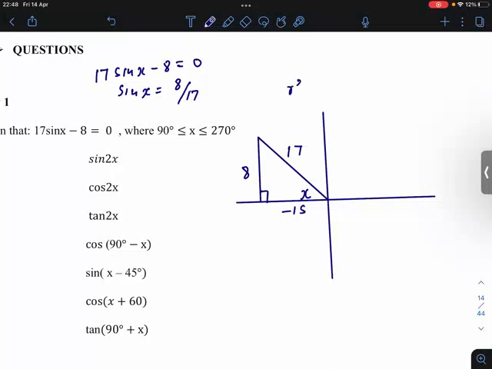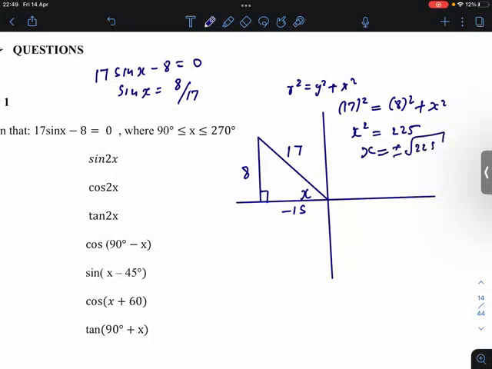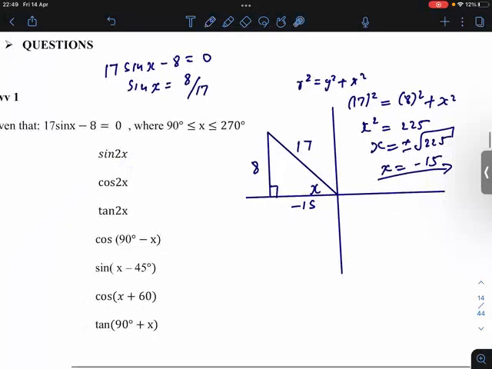Okay. r squared equals y squared plus x squared, so 17 squared equals 8 squared plus x squared. And then that is the same as 225 when you take that to the other side, and then x becomes plus or minus square root of 225. And then this becomes negative 15. Why negative 15? Because x is negative here. And now we can begin to answer all these questions here. Let's answer the first one.